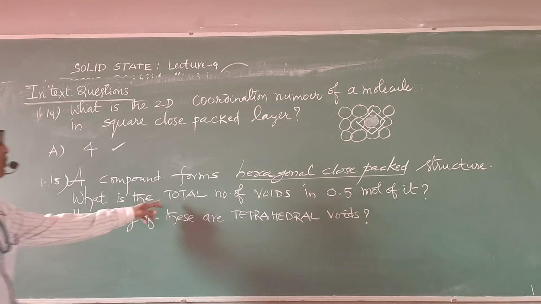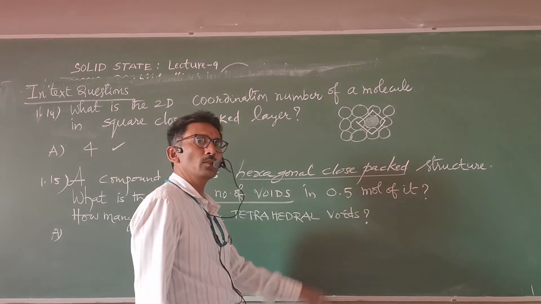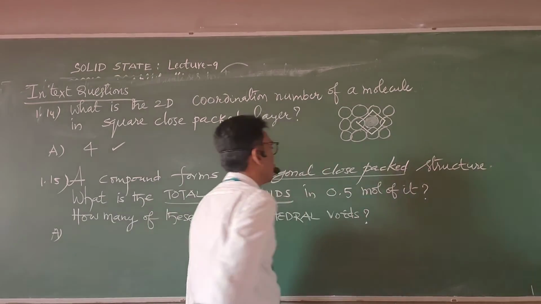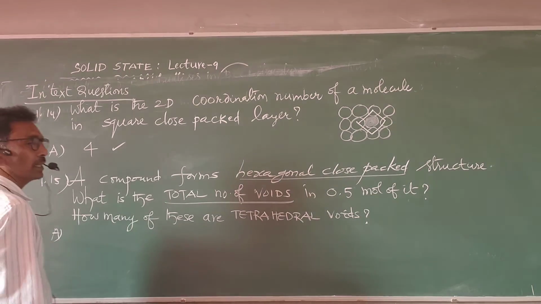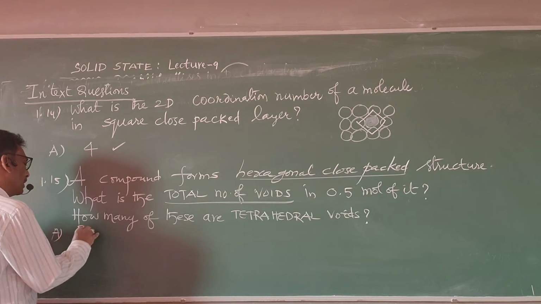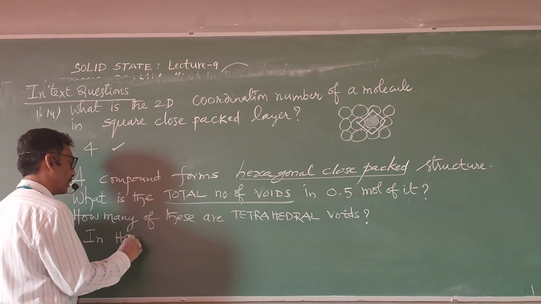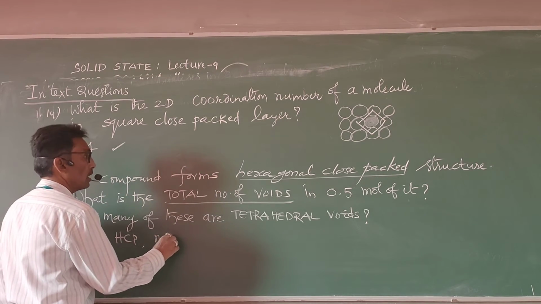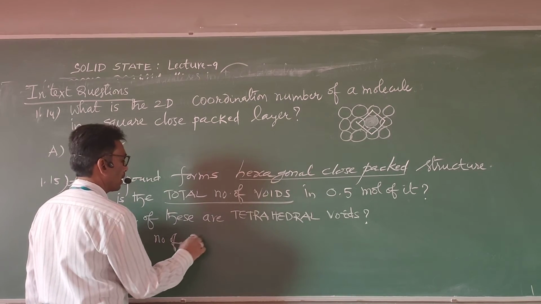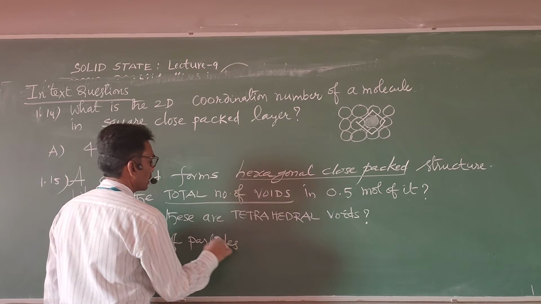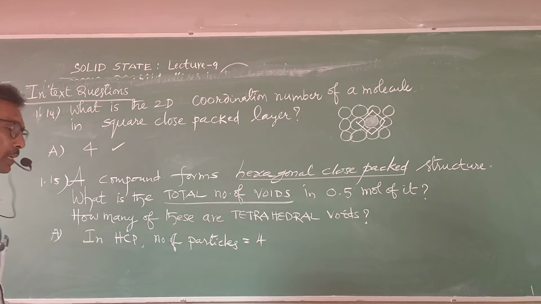Now, a compound forms hexagonal close pack. What is the total number of voids? As voids are largely of two types, octahedral void and tetrahedral void. And if you take 0.5 mole of that compound, how many of these are tetrahedral voids? In HCP, by other means of calculation, which is not given in NCERT, the number of particles, or atoms, is 4. Calculation method is not given, but the final answer is 4, like FCC.